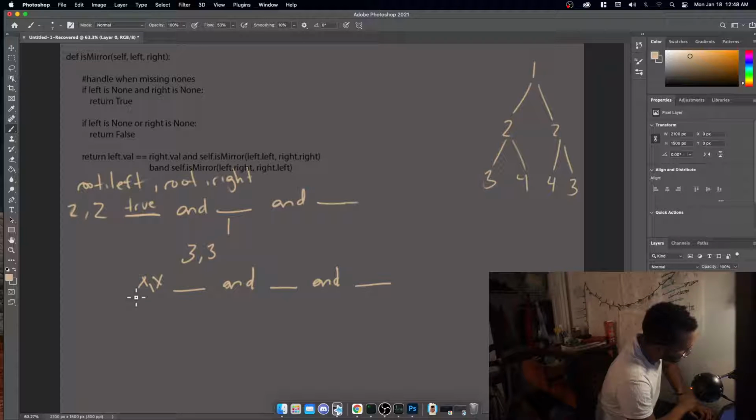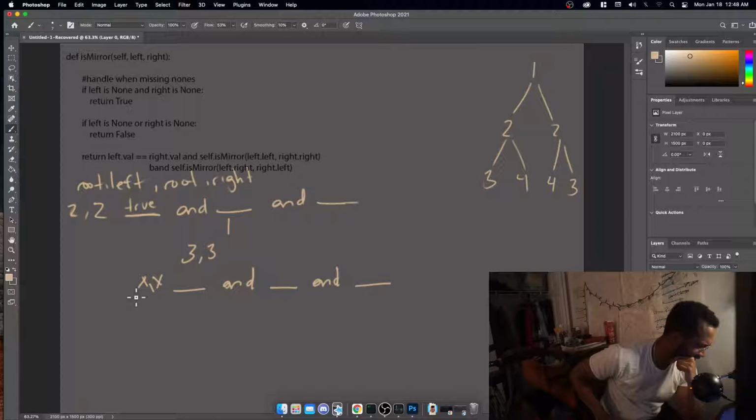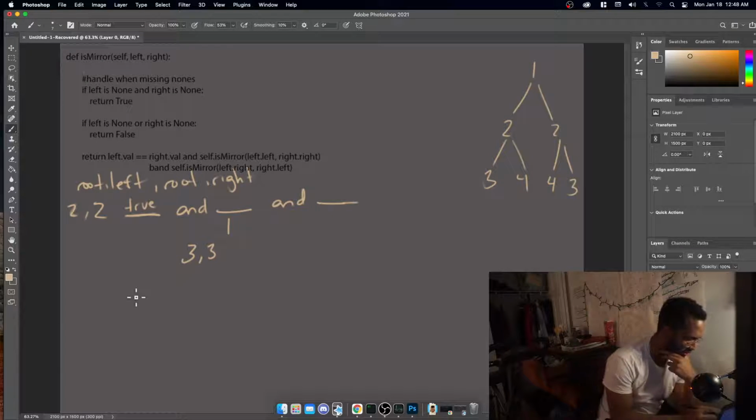And then it's going to say, well, if left is none and right is none. Okay, yeah, so that is a little bit confusing. So we're going to remove the 3 ands, because you only get the 3 ands. So we're going to call isMirror with 3 and 3, right? These 2 nodes that we're working with.